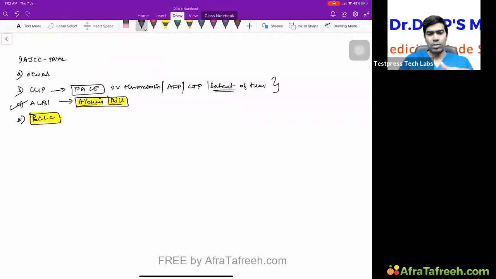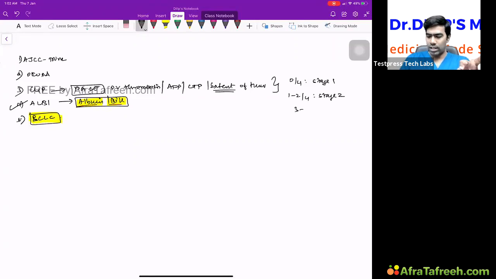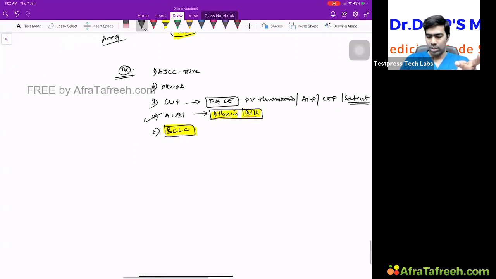So based on CLIP scoring, I told you there are 4 variables. If you have 0 out of 4, then we call it stage 1. If the score is 1 or 2 out of 4, then we call it stage 2. And if it's 3 to 4 out of 4, then we call it stage 3. So this is CLIP stage or CLIP scoring.